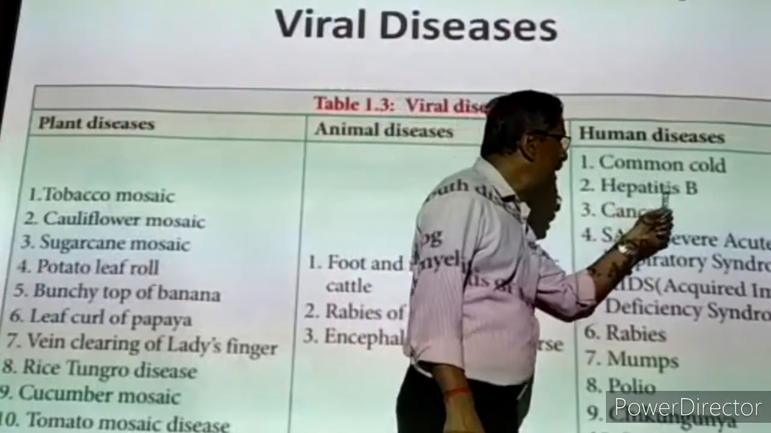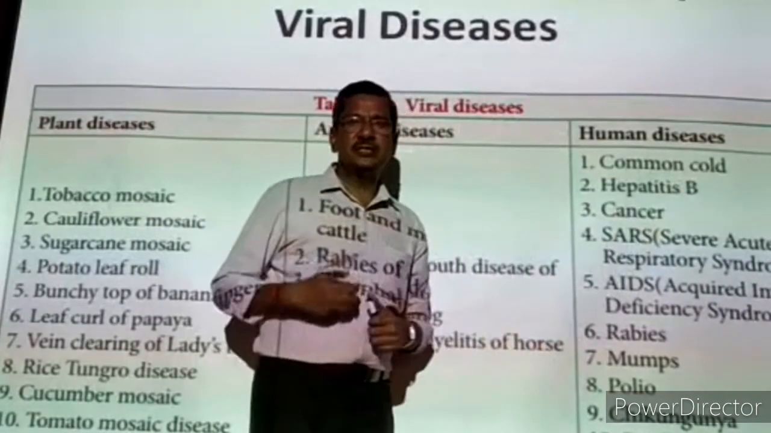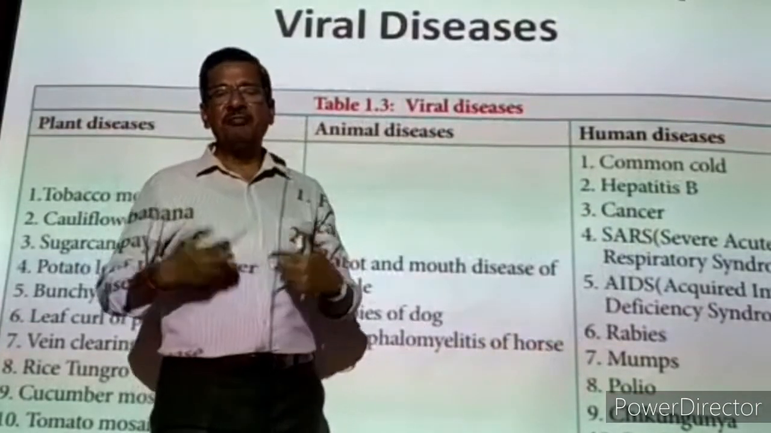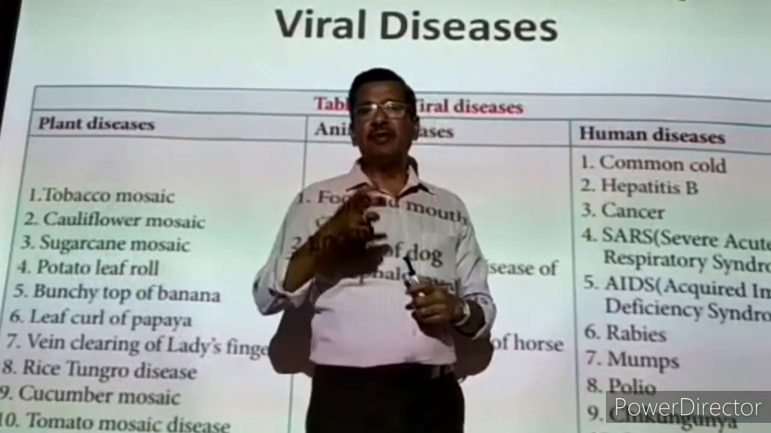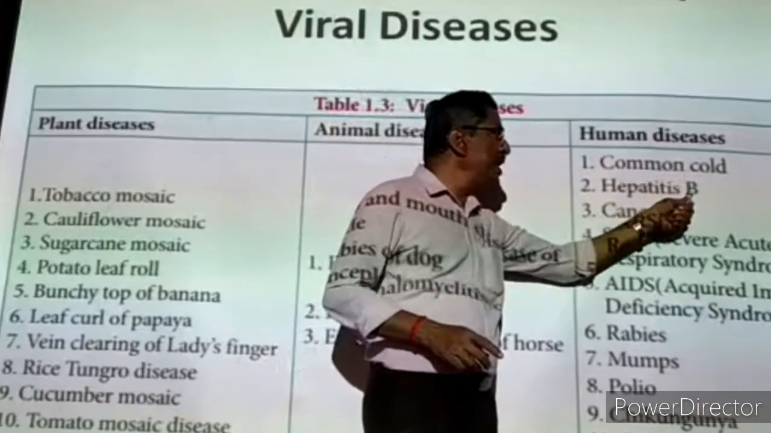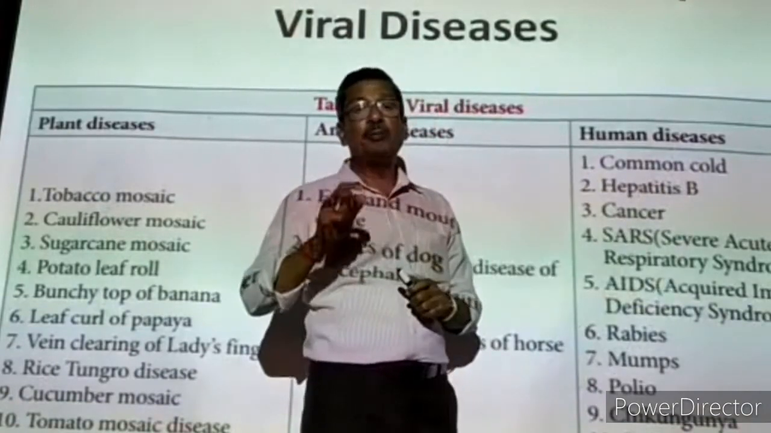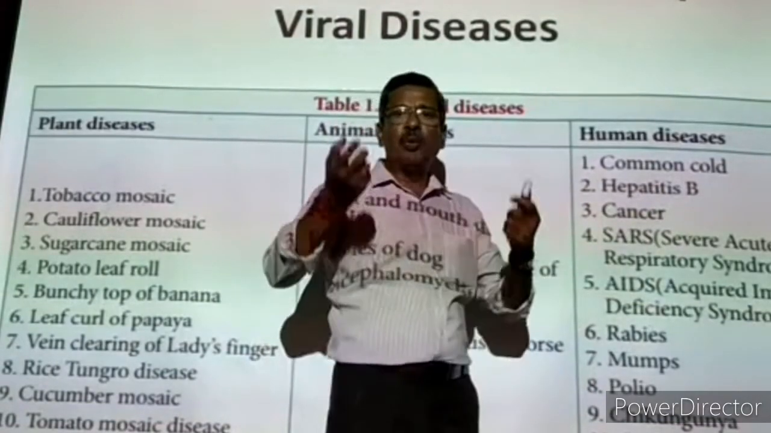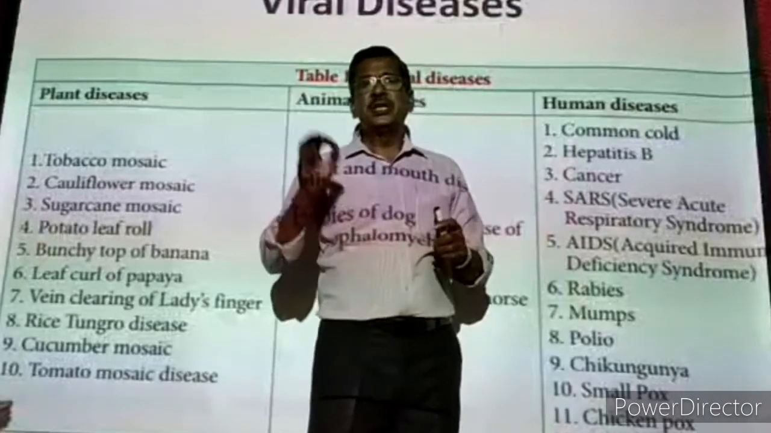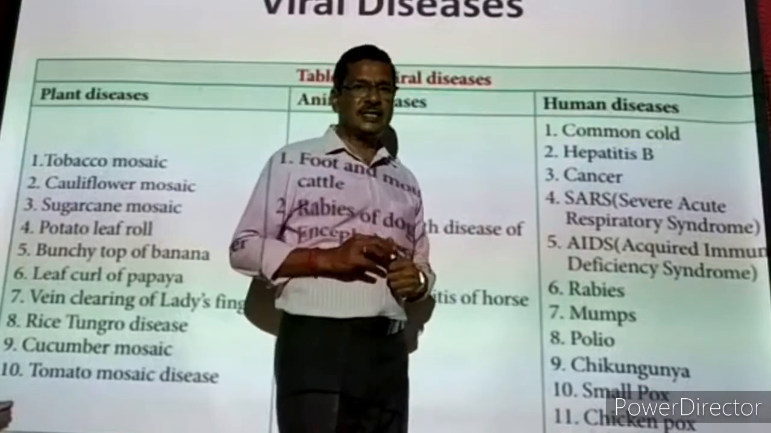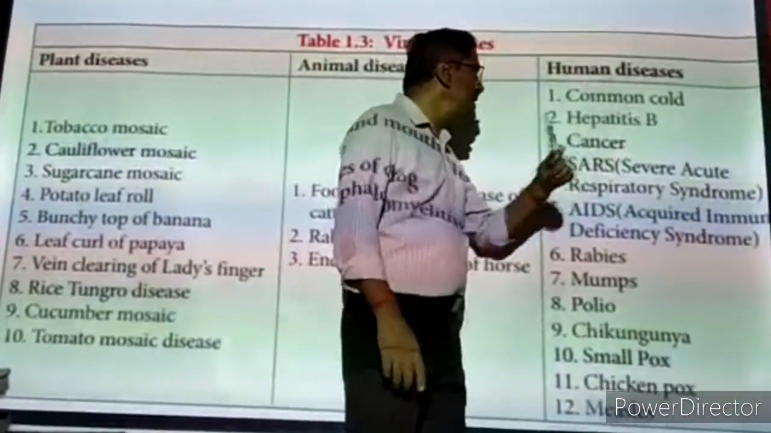Then another one is the hepatitis B. It is a liver infection. The liver is affected. Hepatum is the liver. Now the hepatitis B virus is there. It is called a hepatitis B virus. Whenever that virus enters into the body, it is settling in the liver. As a result of which, the people are affected by jaundice. That is called a hepatitis B disease.